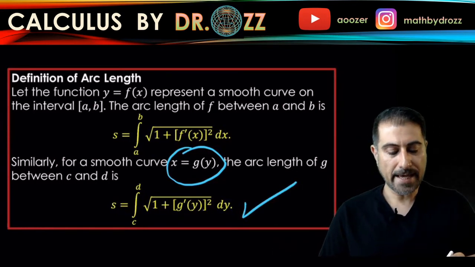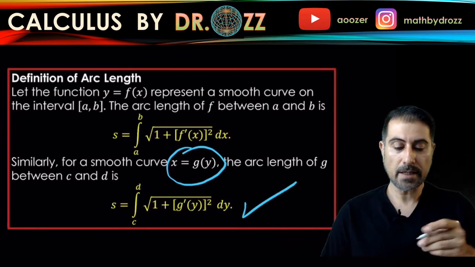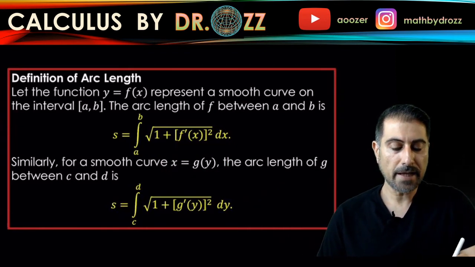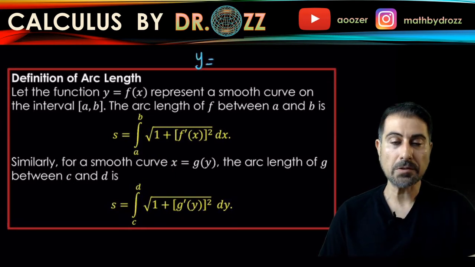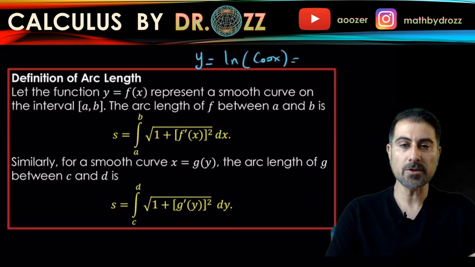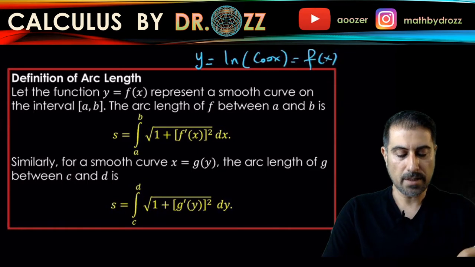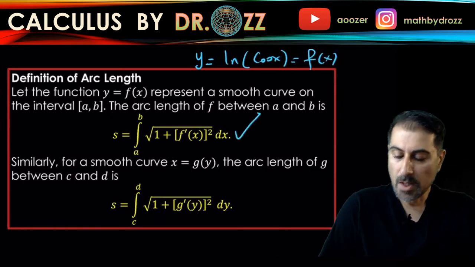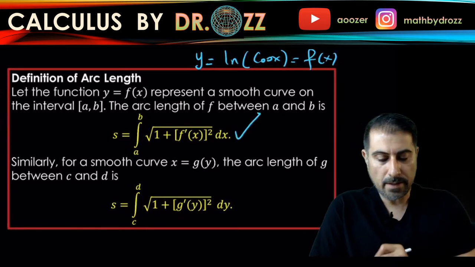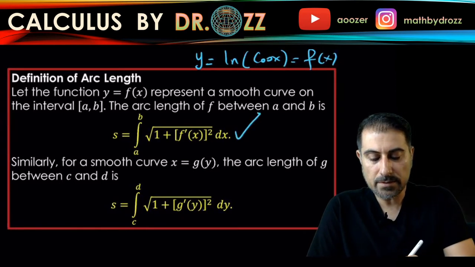So what do we have in our case? Well, in our case, we have the function given as ln cosine x. So this is in fact a y equals f of x type representation of the curve. So then I'm going to use this formula to evaluate the arc length.